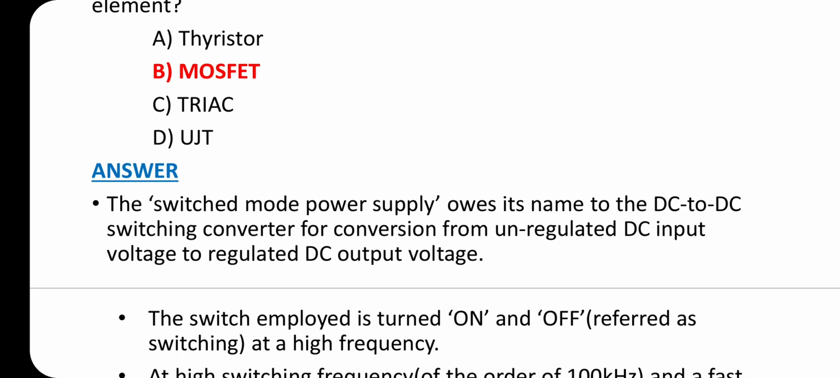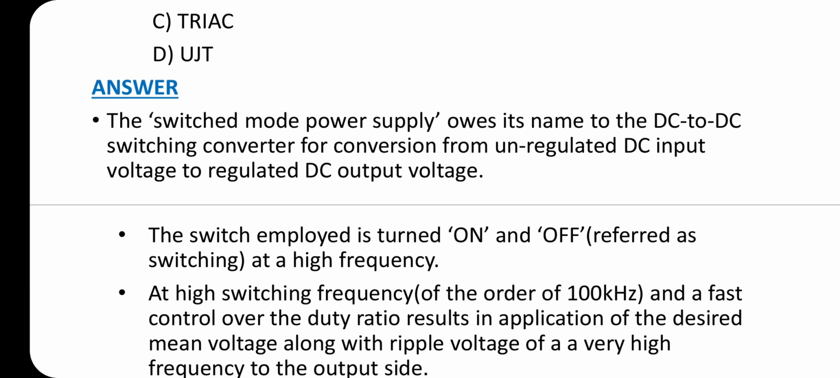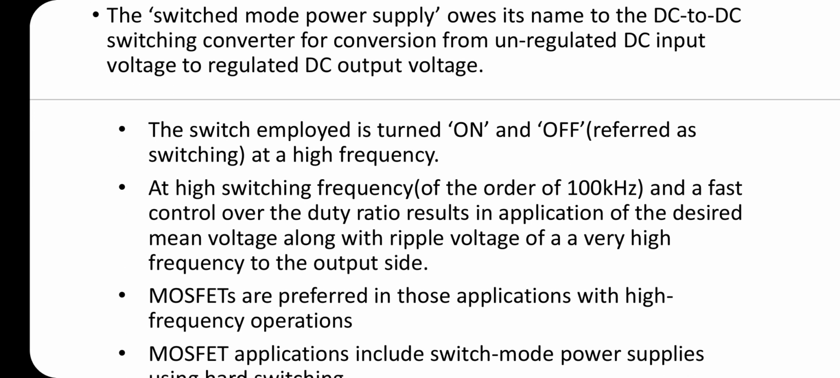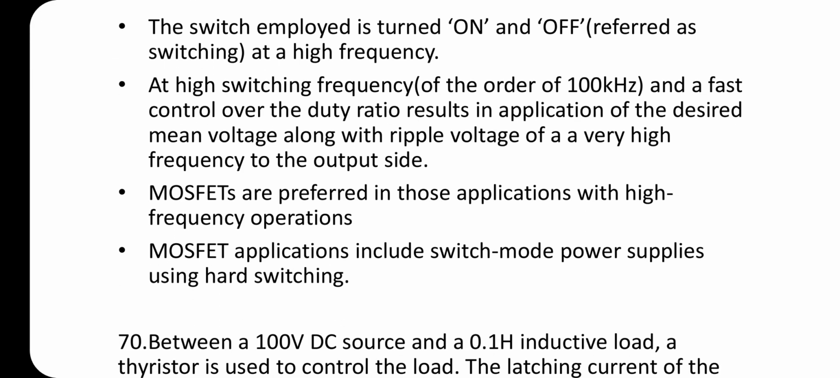The switched mode power supply owes its name to the DC to DC switching converter for conversion from unregulated DC input voltage to regulated DC output voltage. The switch employed is turned on and off, referred to as switching, at a high frequency. At a high switching frequency of the order of 100 kHz and a fast control over the duty ratio results in application of the desired mean voltage along with the ripple voltage of a very high frequency to the output side. MOSFETs are preferred in those applications with high frequency operations. MOSFET applications include switch mode power supplies using hard switching.